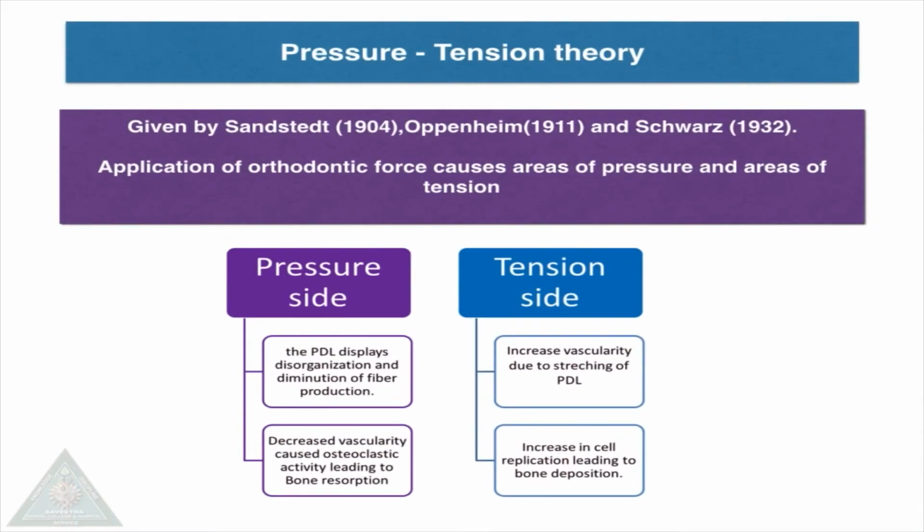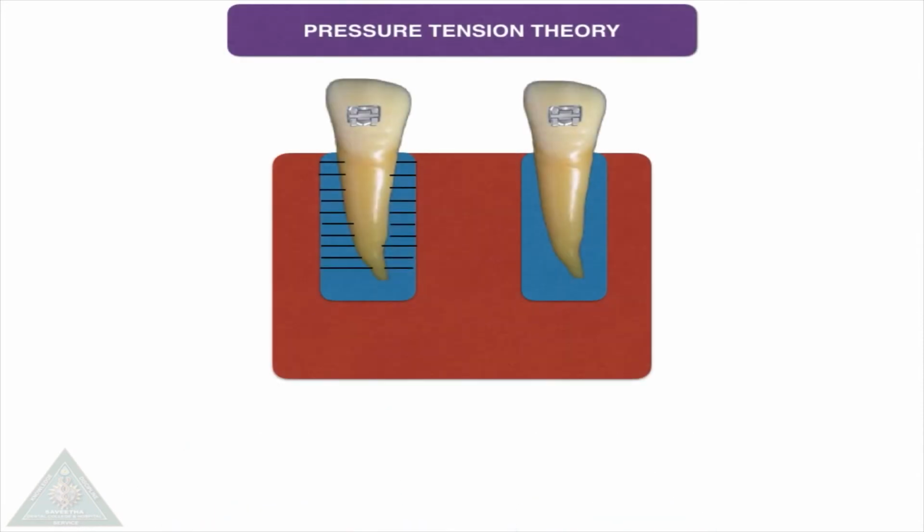The pressure tension theory was given by Stansted in 1904, Oppenheim in 1911 and Schwartz in 1932. Here an application of orthodontic force causes areas of pressure and areas of tension. On the pressure side, the periodontal ligament displays disorganization, diminution of fiber production. Decreased vascularity causes osteoclastic activity leading to bone resorption. On the tension side, there is an increase in vascularity due to stretching of the periodontal ligament. Increase in cell replication leading to bone deposition. The following is a representation of the pressure tension theory.